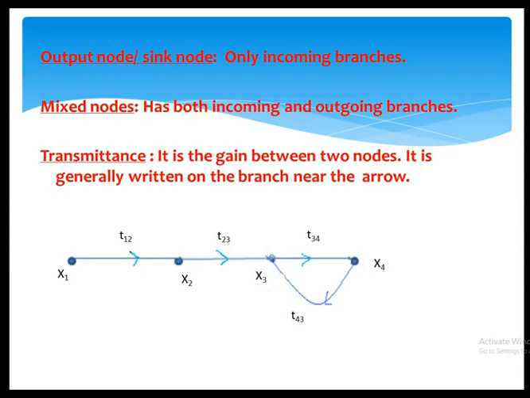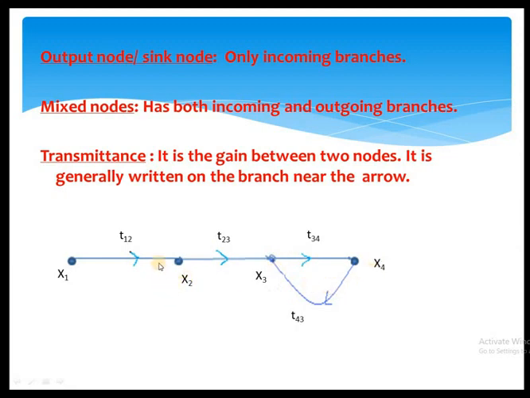For example, if we consider this SFG, what is X1? Is X1 an input node or output node? X1 consists of output signal only. So it is called a source node. What about X4? X4 has input signal and output signal. So we can say this is a mixed node here. What about X2? X2 consists of input signal and output signal. So it is also a mixed node. What about X3? X3 consists of two input signals and one output signal. That's why it is also a mixed node. There is no output node or sink node in this example.